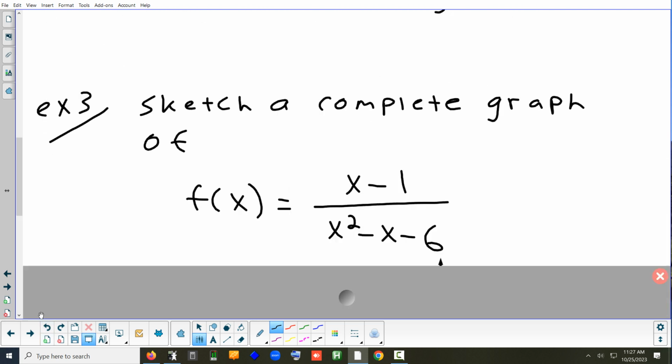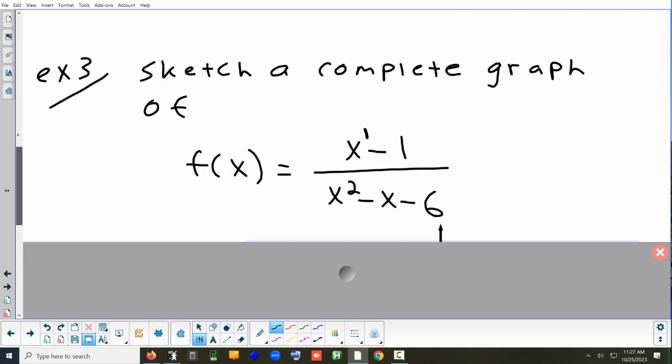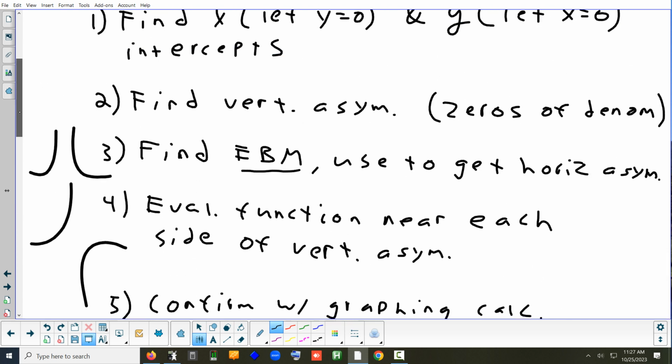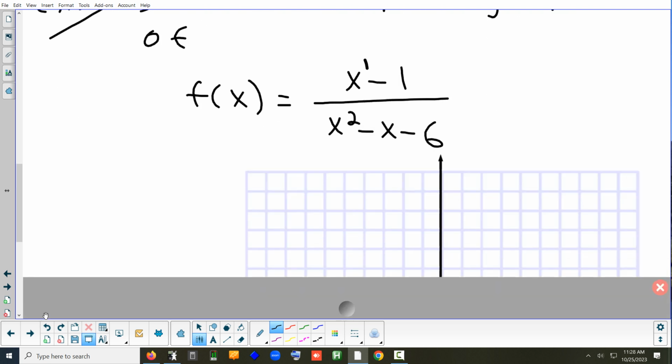Let's try to sketch this one. Okay. What's the degree of the numerator? Yep. I'm sorry, 1. So we got a linear in the top and the degree in the bottom is 2. So this fits what we're doing. Degree in the top is smaller than the bottom. So let's do the asymptotes first. I'll do the horizontal first.